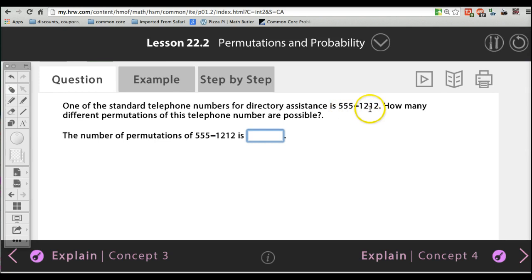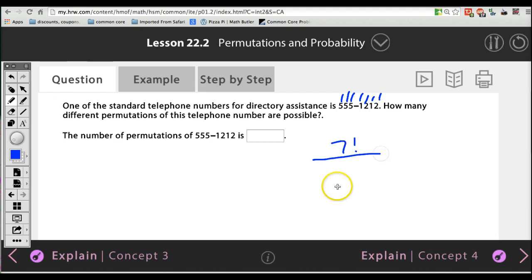There's 1, 2, 3, 4, 5, 6, 7 numbers, so 7 factorial on top, but then there's 3 5s, 2 1s, and 2 2s. So really quickly, let me just show you the formula. It's 7 factorial on top, and then there's 3 5s, so that's 3 factorial, times, there's 2 1s, so that's 2 factorial, and then there's 2 2s, so there's another 2 factorial. And so when you calculate this, you'll get the correct answer.